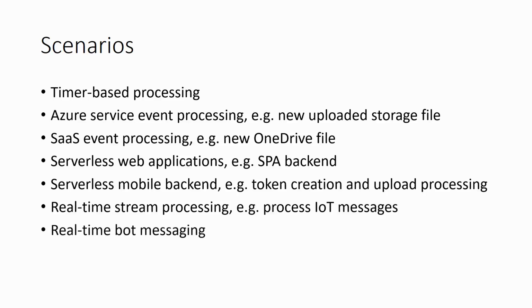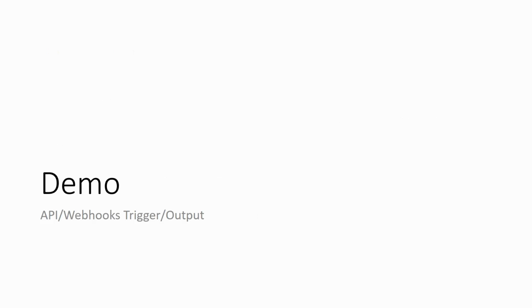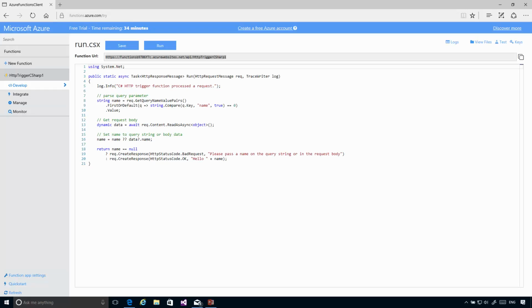And we've mentioned this already, real-time bot messaging. The idea that messages will come from the bot system, come to you through an Azure function, you decide what kind of witty response you might want to send back, and off it goes back into the system. So let's take a deeper look now at that API or webhooks thing that we do, and that triggers a function, and then the output we can get back from that.